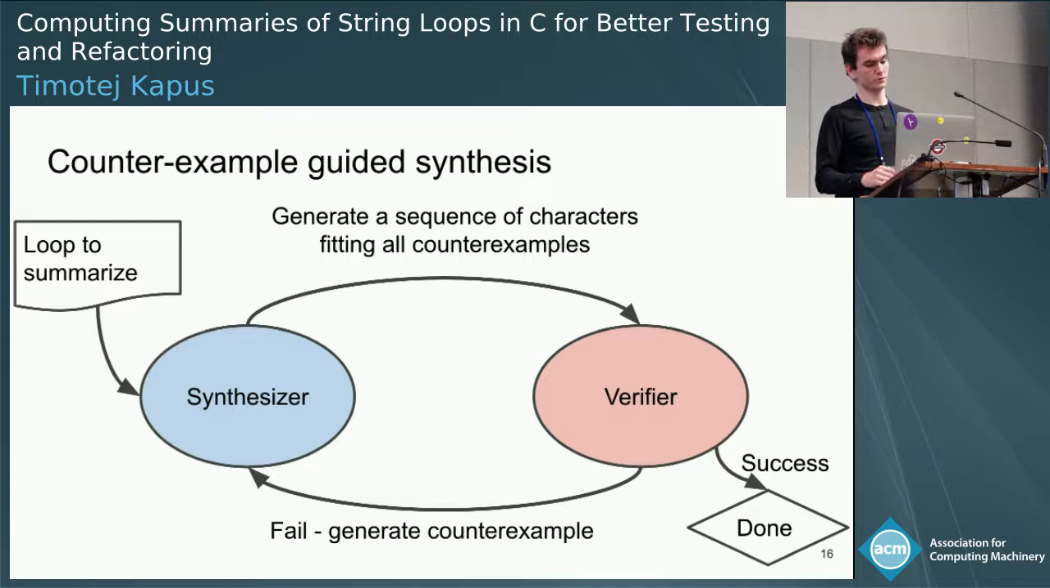You give a loop to the synthesizer. You generate a sequence of characters fitting all counterexamples. So you have some counterexamples you encountered so far, and you start with no counterexamples. The verifier says if this is true, and if it is, you're done. Otherwise, you fail and generate a counterexample, and the process repeats.